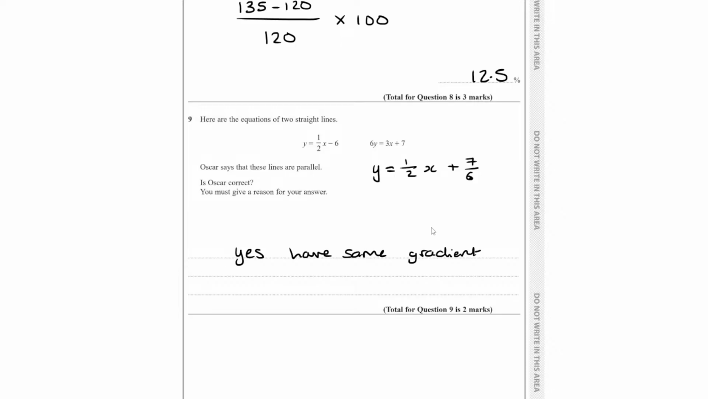Yeah, m represents gradient normally, doesn't it? When you've got y equals mx plus c. So that's the gradient, isn't it? So maybe that's what he means.